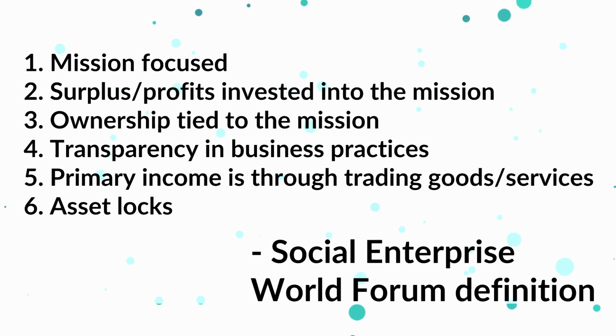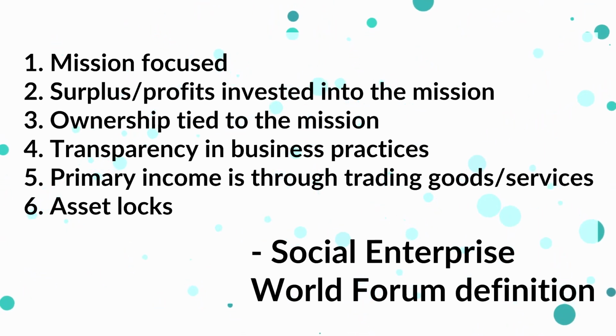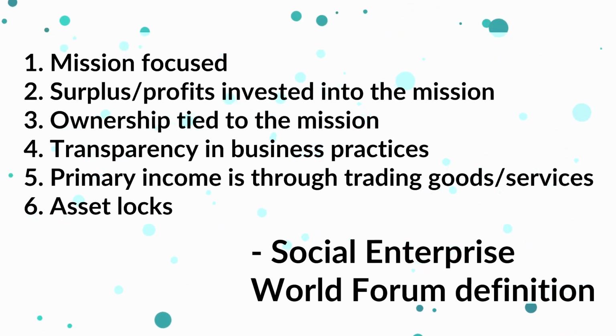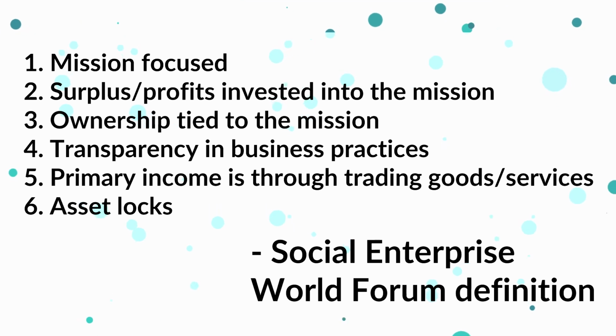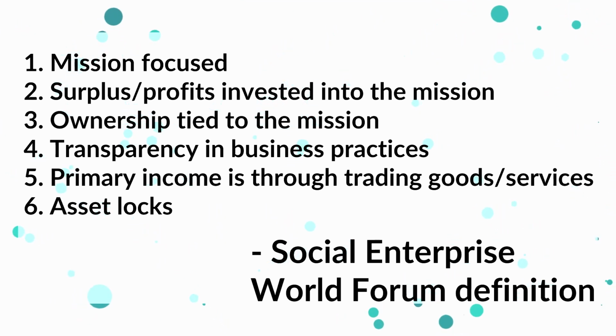And finally, the asset lock. This prevents the assets of the company being distributed to other companies if it's purchased. If a social enterprise goes bankrupt, it ensures that any remaining assets go to specific organizations that are working on the same goal, instead of being liquidated for investors. So there we have it. Six elements that make up a definition for social enterprise. A little more complicated, but it goes into more detail, which is important for a developing industry.